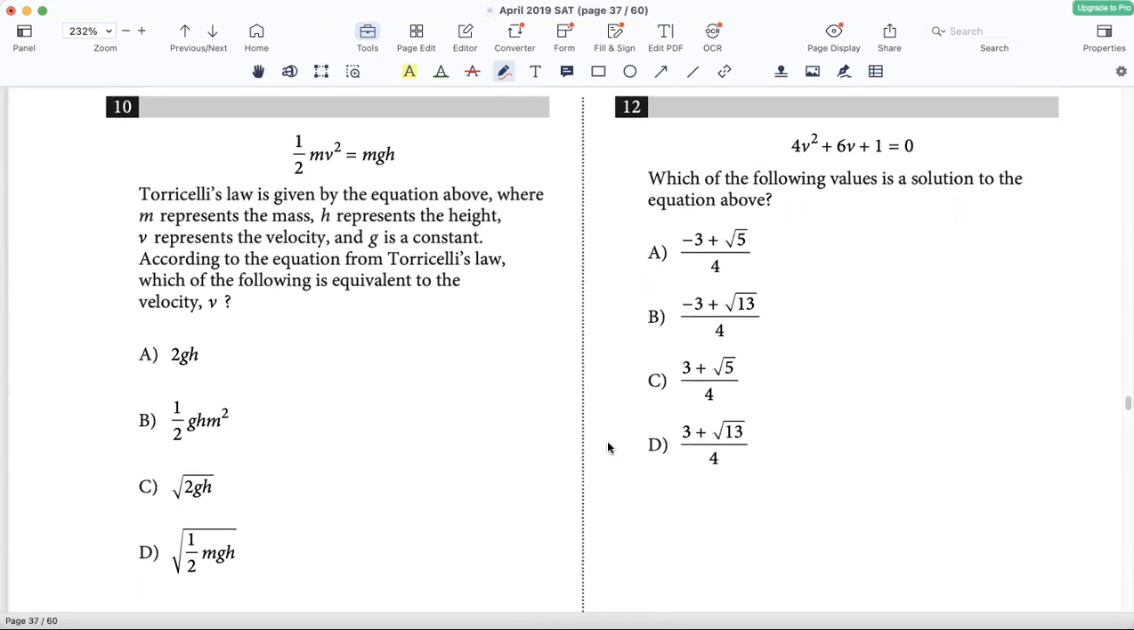Question 10. Torricelli's law is given by the equation above, where m represents the mass, h the height, v the velocity, and g is a constant. According to the equation, which of the following is equivalent to the velocity? So we have half mv squared is mgh. The m and the m can cancel. So v squared would be 2gh. So v will be square root of 2gh, which is c.